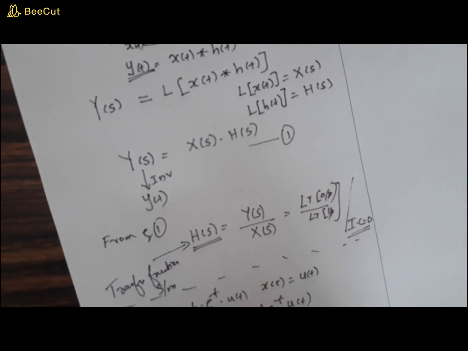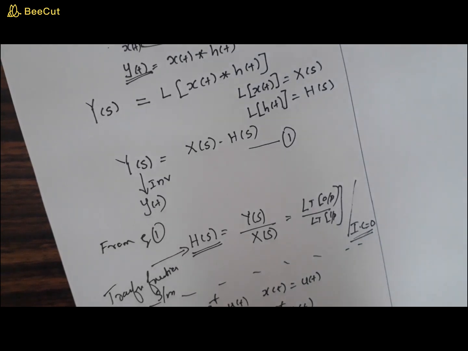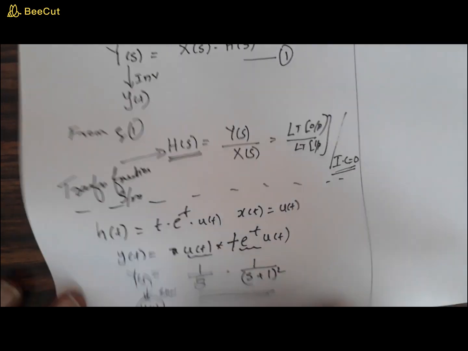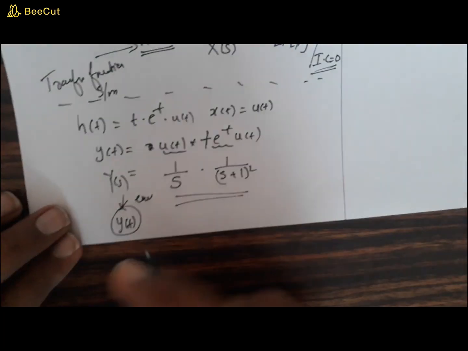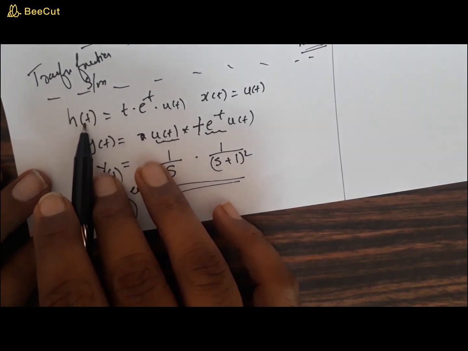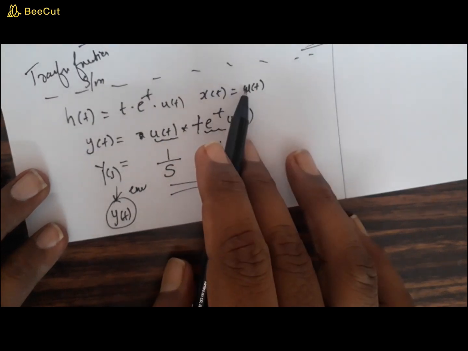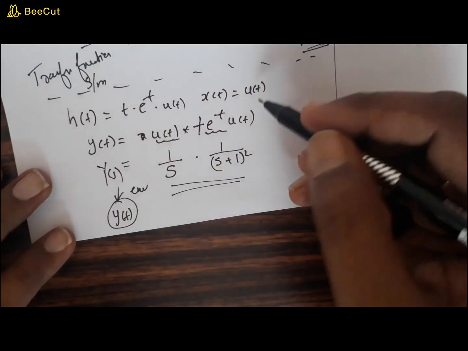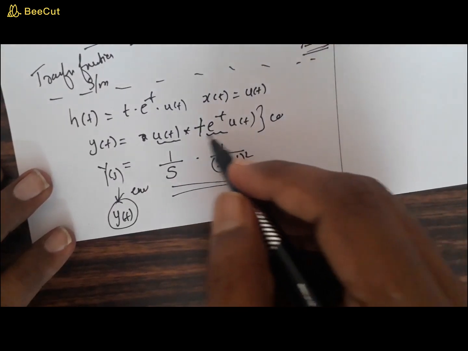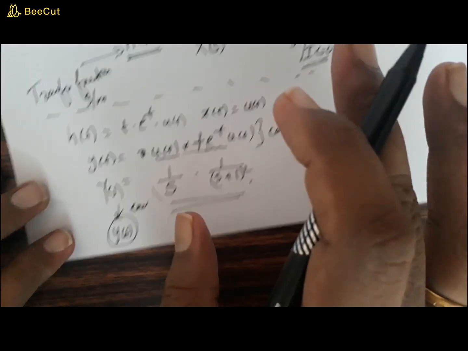Now, using this Y of s, if you find the inverse, you will get your y of t. Look at this again. I've just shown an example. You may be given h of t and asked to find the step response, meaning the input is a step. So you can simply substitute. Now instead of going through the convolution operation, you just need to multiply and take the inverse. So this is the theory behind this.